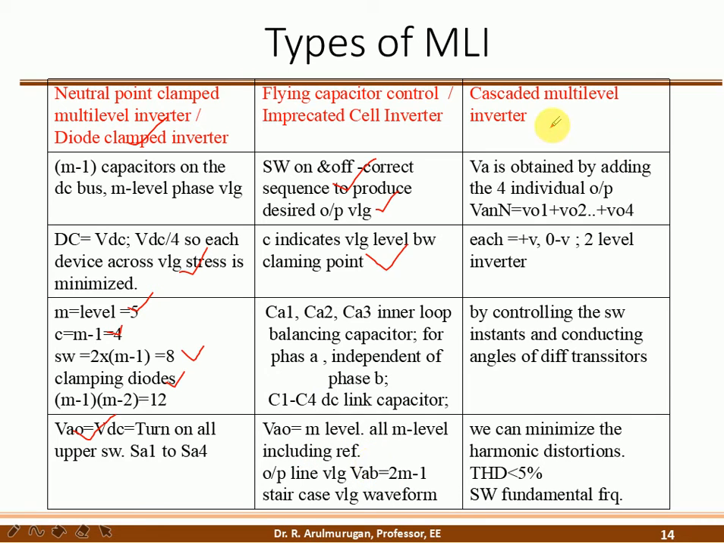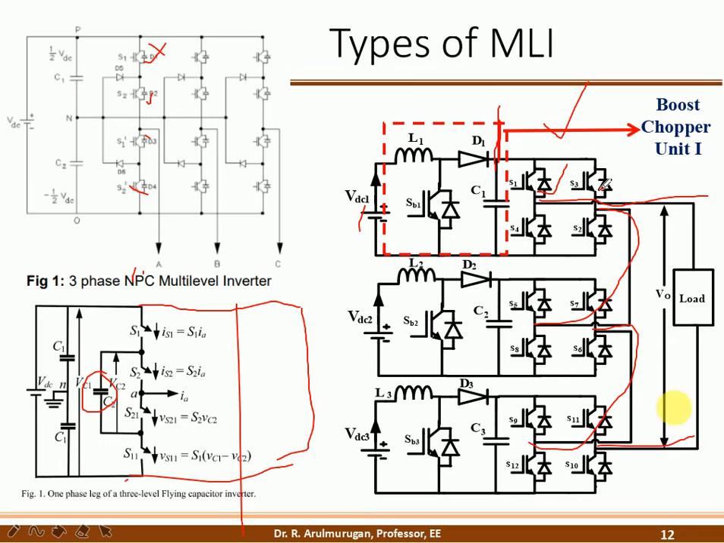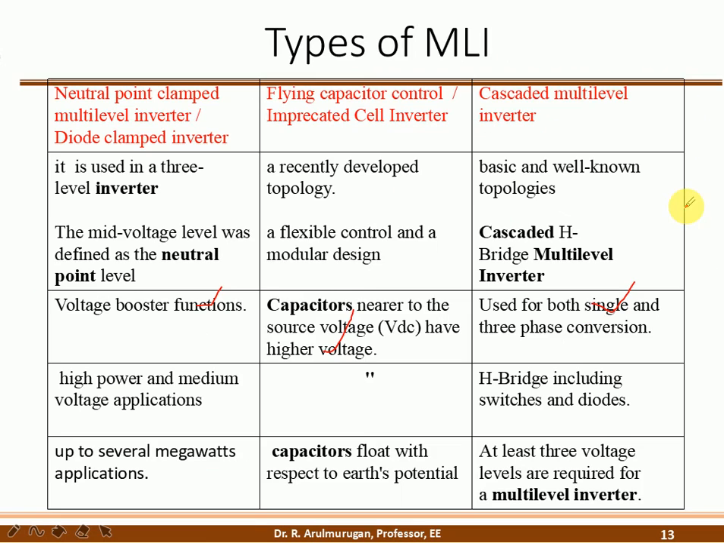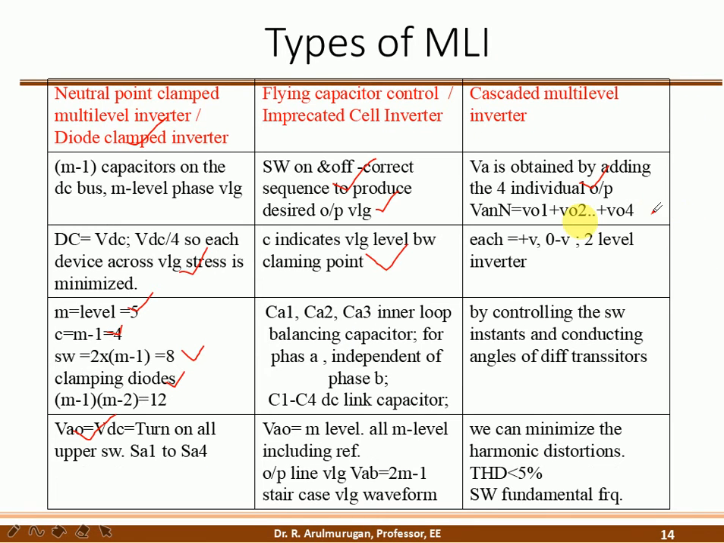Then the last one is the cascade multi-level inverter. The output voltage VA is obtained by adding the 4 individual outputs: first one, second one, third one, fourth one. Each individual output comes across the load. So that is about the cascade multi-level inverter.